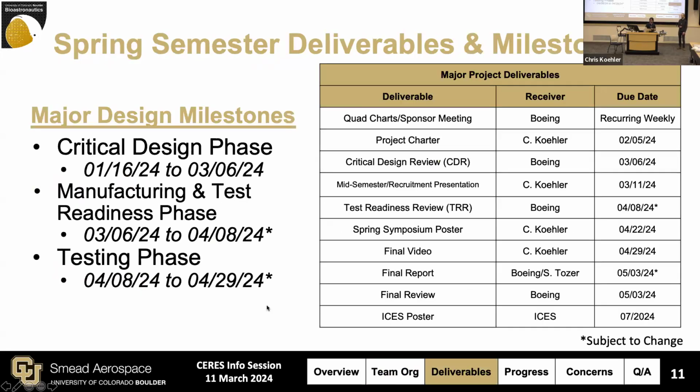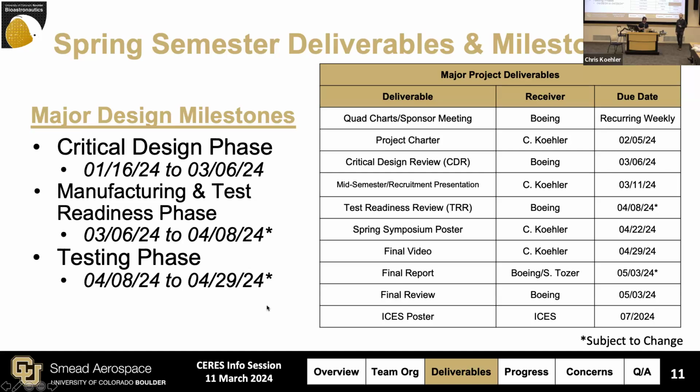All right, so spring semester deliverables. Following the project course, we have this presentation and a final video to give. We also have our project charter that we had to turn in, but then we have some more specific customer deliverables. We have weekly meetings with our sponsor where we meet for about an hour and give them quad chart updates for each subsystem. We actually just got through our CDR last week with Boeing. They came and visited on Wednesday. It went really well. So we're going to keep progressing towards the test readiness review, which is going to happen at the end of March or the start of April.